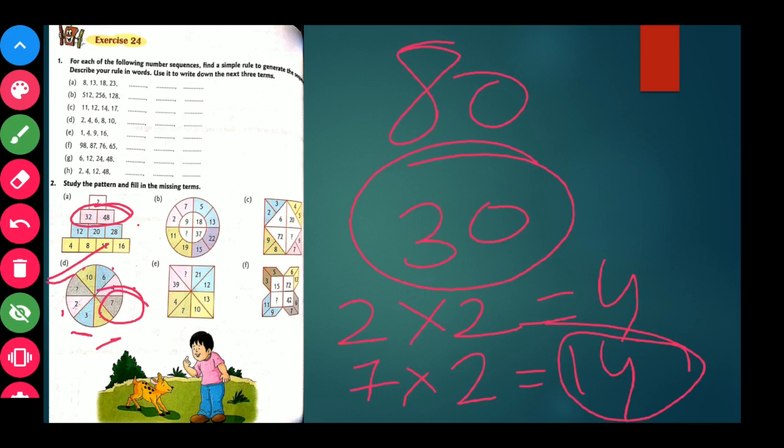Now you can find other questions, which patterns are given here and how to solve them. So practice this exercise 24 by yourself.